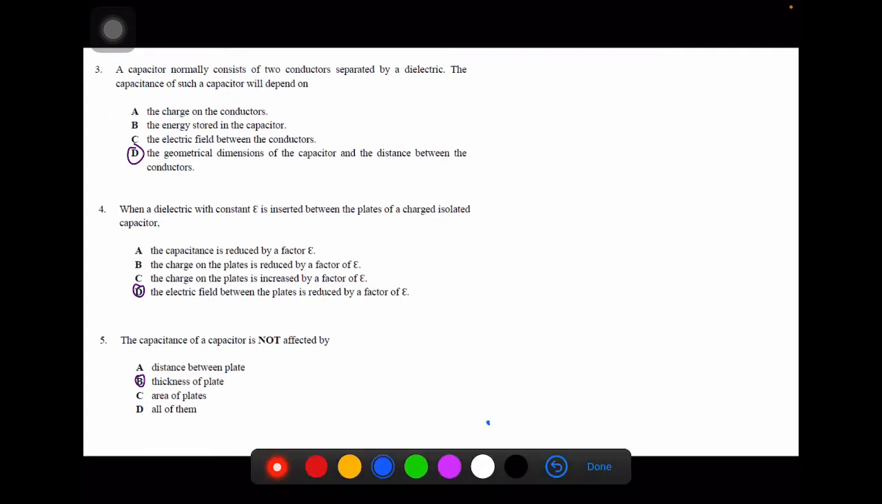Okay, question number 5. The capacitance of a capacitor is not affected by the thickness of the plate. So A, that one is D, I mean the distance D, so it affects the capacitance. A affects it, all of them are wrong. So yeah, the answer would be B.